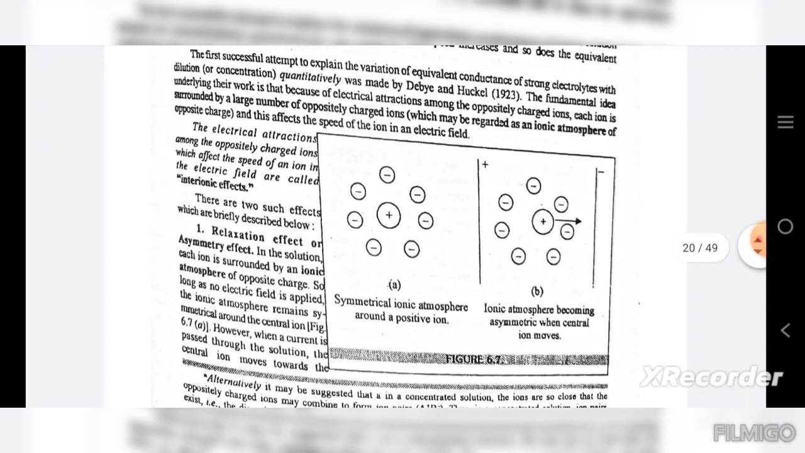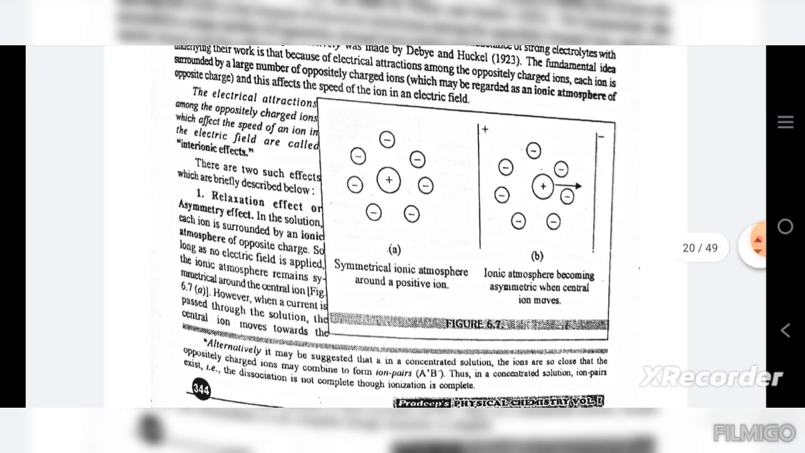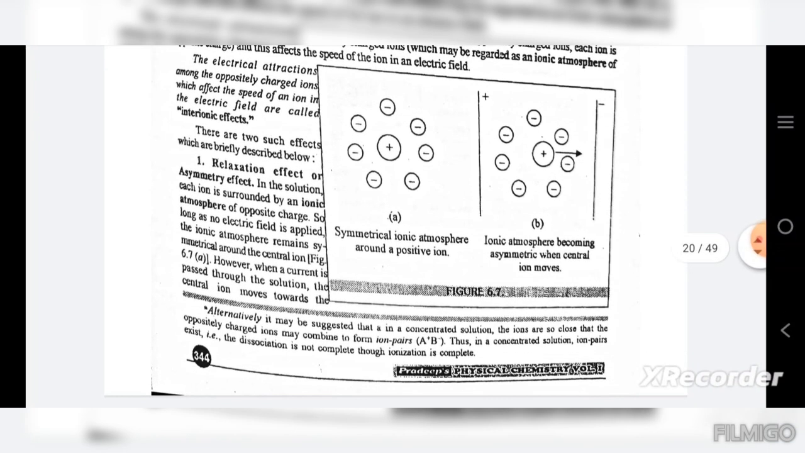The first successful attempt to explain the variation of equivalent conductance of strong electrolytes with dilution or concentration quantitatively was made by Debye and Huckel in 1923. The fundamental idea underlying their work is that because of electrical attractions among the oppositely charged ions, each ion is surrounded by a large number of oppositely charged ions, which may be regarded as an ionic atmosphere of opposite charge, and this affects the speed of the ion in an electric field.